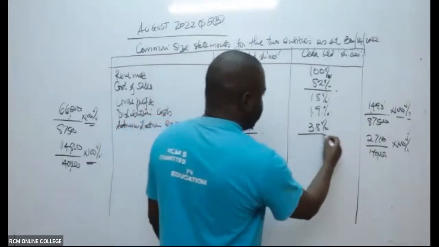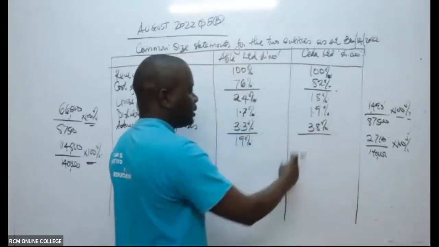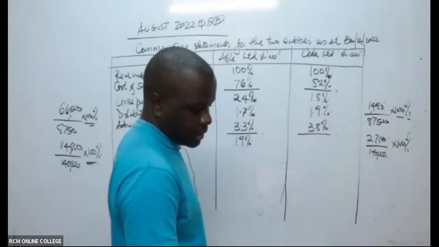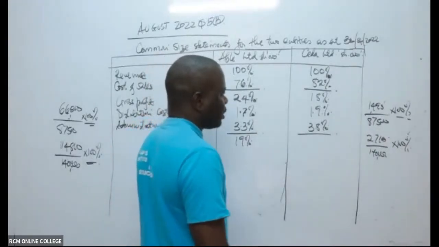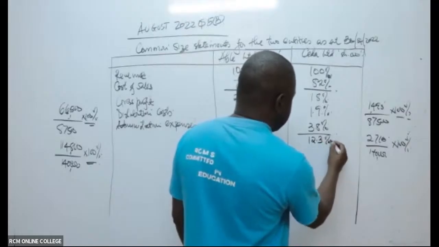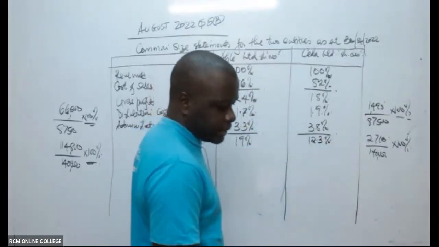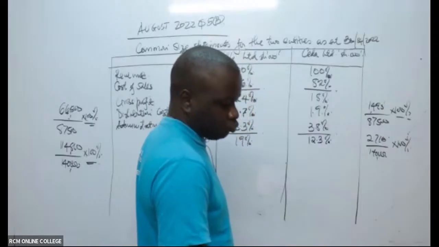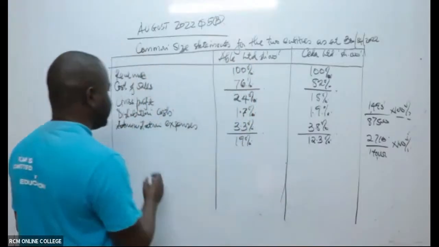19%. When you get the difference here, remember you are lessing. You'll get 12.3%. Then the next item in line is the operating profit.